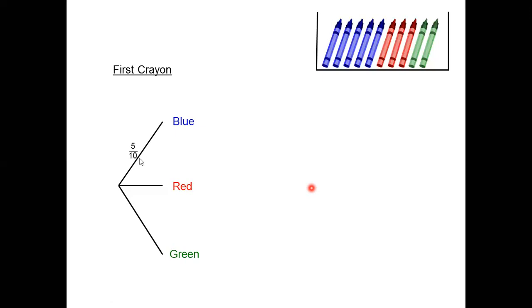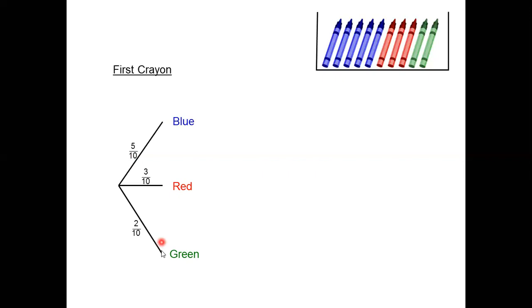Now for picking the blue, we have 5/10 chances. For picking a red, we have 3/10. For picking a green, you have 2/10. Now we are saying that if the first crayon picked was a blue, then you have 5/10. If it was a red, you have 3/10. If it was a green, then you have 2/10.